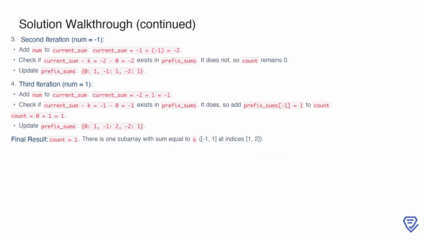In the second iteration, the current number is again -1. Adding it to current_sum gives -2. Checking current_sum minus k, which is -2 minus 0, or -2, we find that -2 does not exist in prefix_sums, so count remains 0. We then update prefix_sums to include the new current_sum, resulting in 0, 1, -1, 1, -2, 1. In the third iteration, the current number is 1.